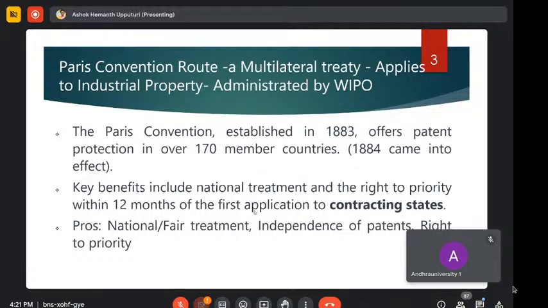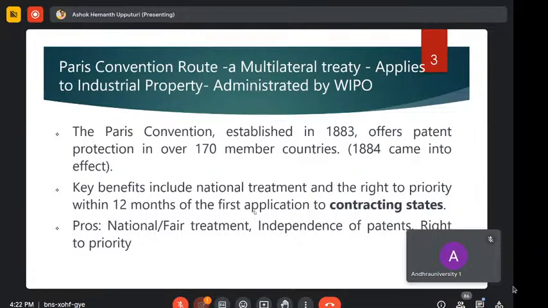Key benefits include national treatment and the right to priority within 12 months of the first application to a contracting state. Now we are all discussing the right to priority, and somebody asked a question about independence of patents and even national treatment. Because we have these three principles, we are freely going through different countries and are able to protect our intellectual property rights in different countries across the world by using Paris or PCT or a regional patent office. So we are going to discuss these three principles and how your patent is protected by using them.